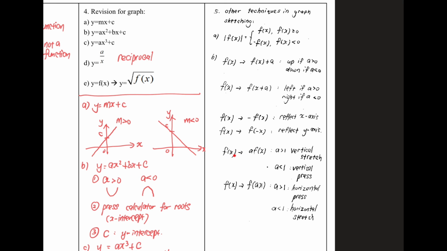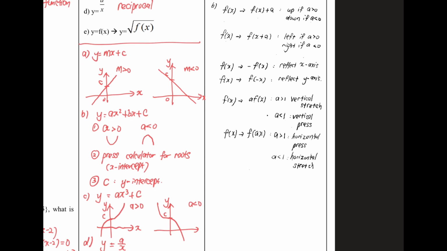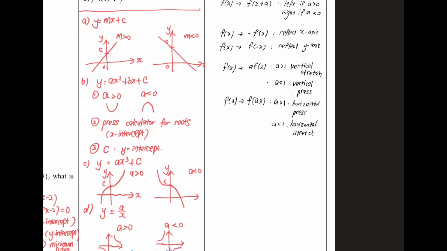when f(x) changes to a f(x), that means the whole function is multiplied by a. So what happened is they are going through vertical stretch. So what is vertical stretch? Let's say one example. Okay, let's say one example. I put it here. Example for vertical stretch.